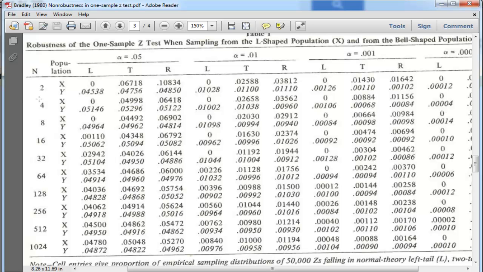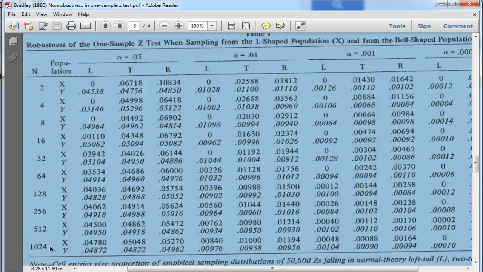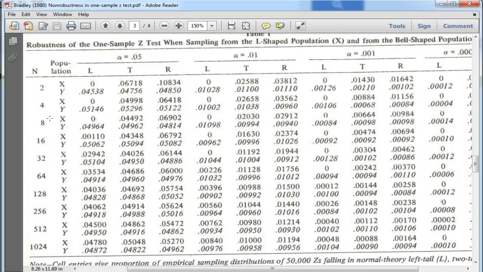When you increase the sample size to 4, you find that the p-value, or the type 1 error rate, gets very close to 0.05. And once you get up to 8, it's pretty much bang on. We get 0.49. It's supposed to be 0.50. And then once you get to a sample size of 16, we're very much in the 0.5 ballpark. And we stay there going up to a sample size of 1,024.